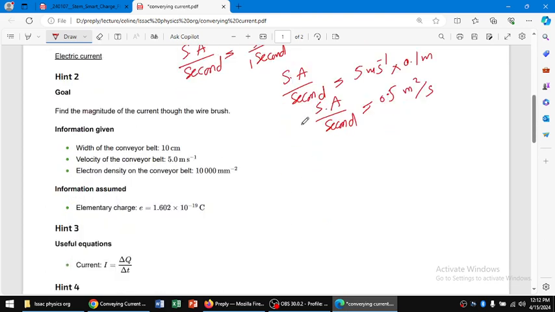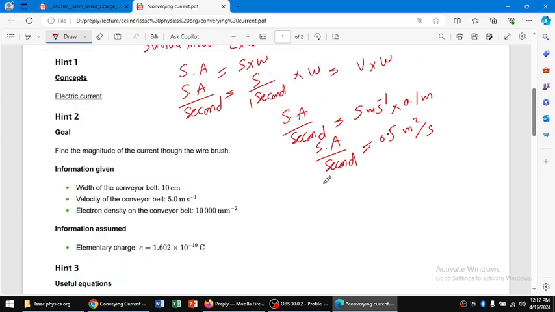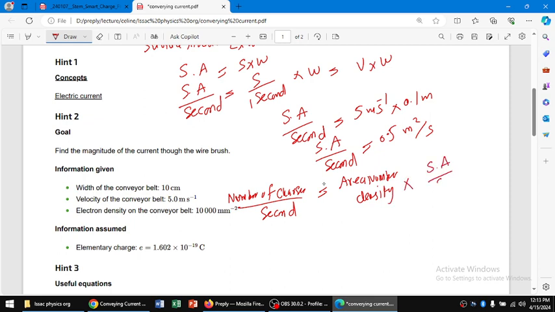Now if we know the surface area per second, we can find the number of charges by multiplying with the area number density. If you multiply area number density with this surface area per second, we get the number of charges per second. We multiply area number density with the surface area per second.